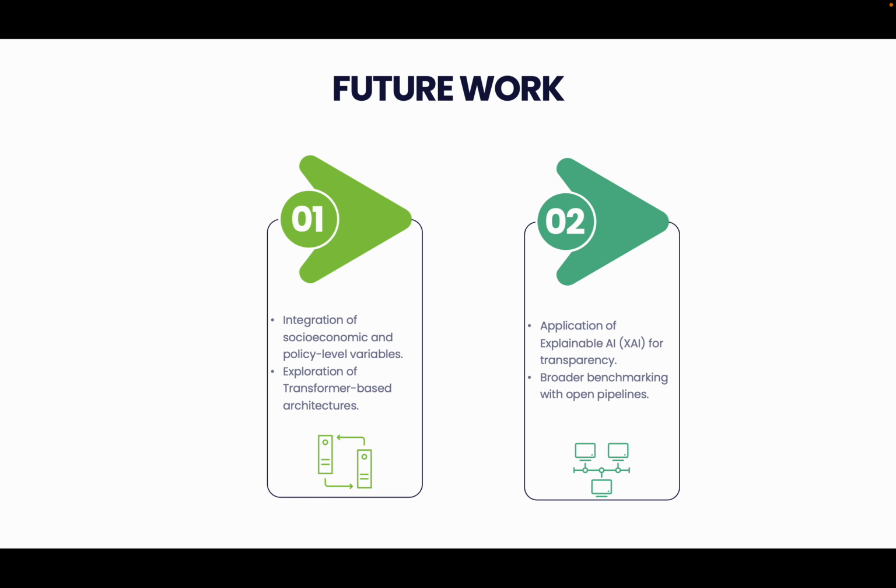In future work, looking ahead, we plan to expand CampusVision in a few ways. We want to integrate socio-economic and policy level data, since those factors heavily influence enrollment. We also plan to test newer architectures like transformers to see if they can push performance even further. Also, we plan to apply explainable AI techniques so stakeholders can better understand how predictions are made. Finally, we'll benchmark across more institutions to confirm reproducibility.